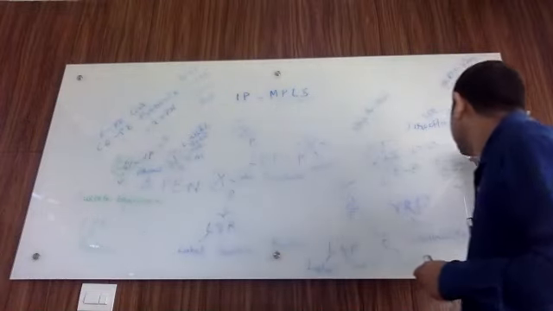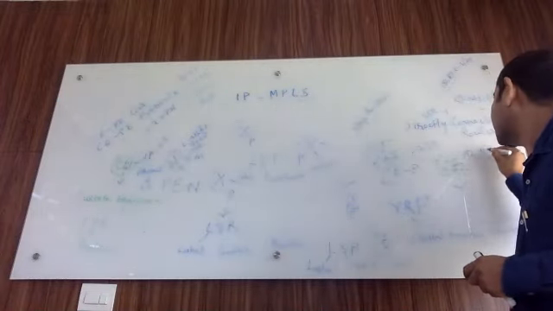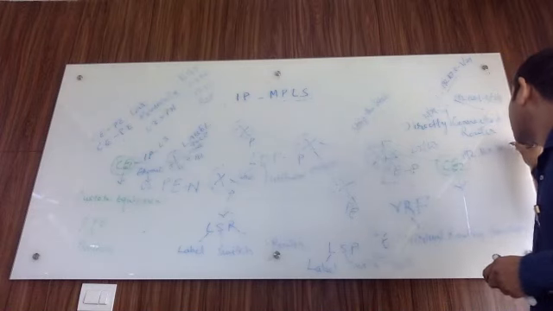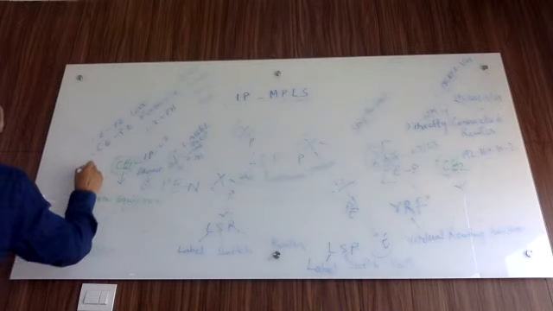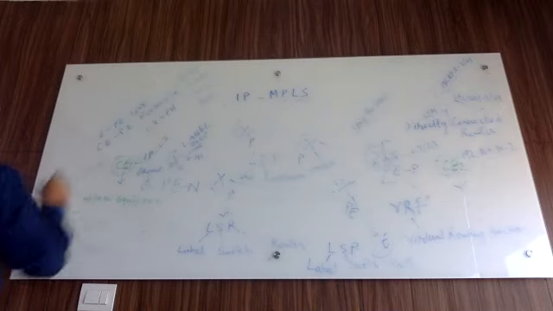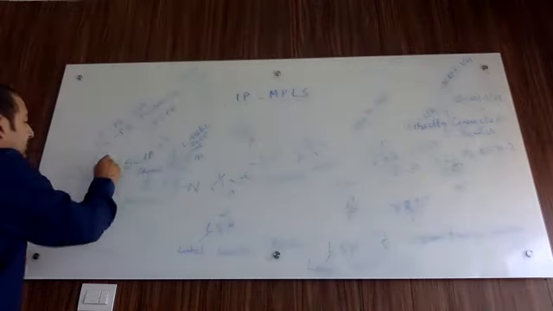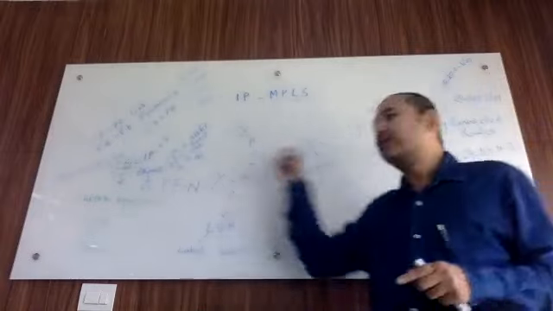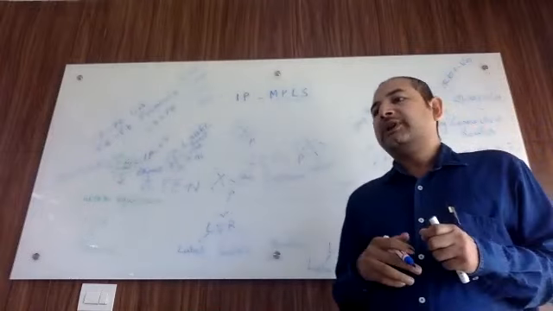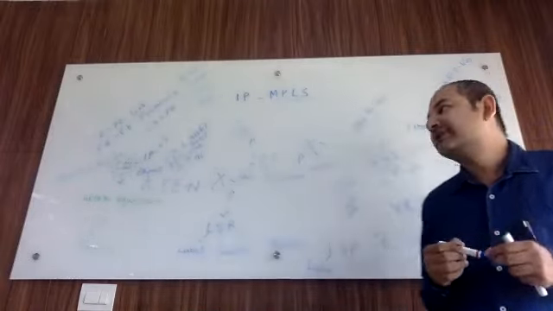So maybe it is using the same network, like 192.168.10.2 here and 192.168.10.1 here. So it is the same network, and you need an L2 MPLS VPN to connect the same network within 2 different locations.